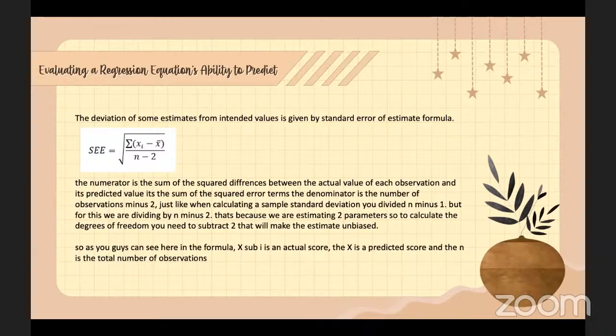Just like when calculating a sample standard deviation, where you divide by n minus 1, for this we are dividing by n minus 2. That's because we are estimating 2 parameters. So to calculate the degrees of freedom, you need to subtract 2. That will make the estimate unbiased. Here, x is the actual score, and x bar is the predicted score, and n is the total number of observations.